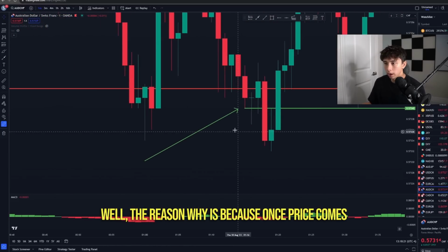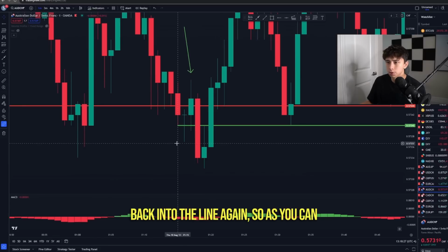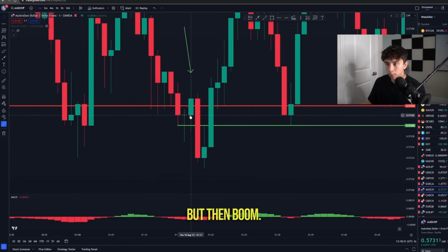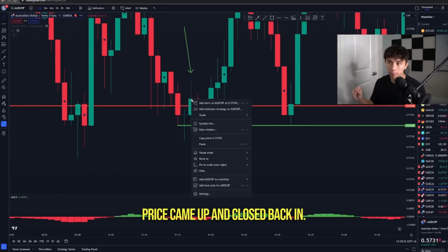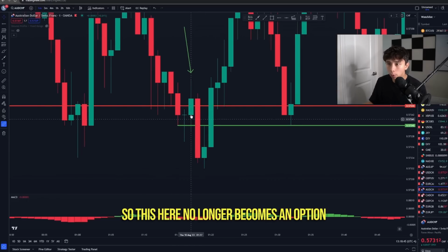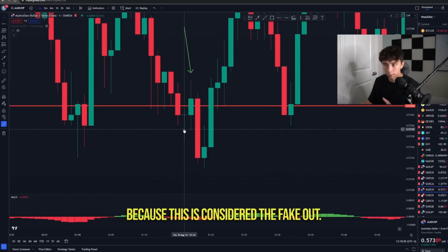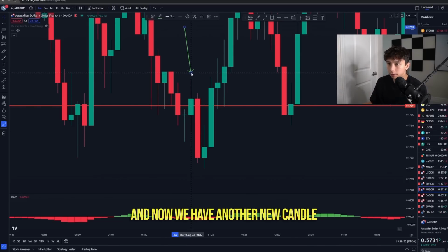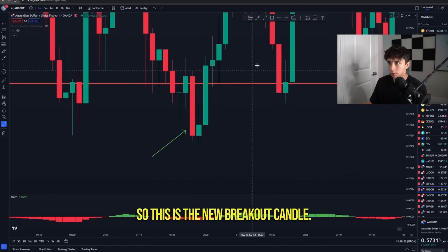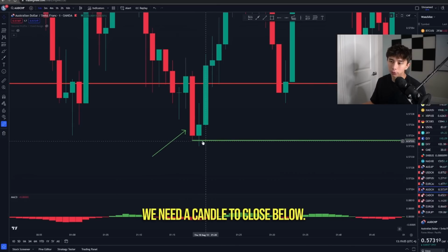The reason is that once price comes back into the line again, as you can see, it closed out, created another candle here, but then price came up and closed back in. And that is now a new setup. So this no longer becomes an option for us to look for a breakout because this is considered the fake out. Now we have another new candle right here, this red candle closed below. So this is the new breakout candle. And then if we put that there, we need a candle to close below.